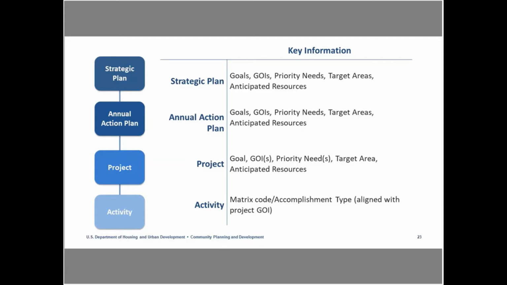So what this means is that in order to align the information between your projects and activities, it's important to ensure that your activities are associated with the projects in your action plan and that you select the appropriate matrix code for your activities. And by making sure that the matrix code for your activity has the same measure as the goal outcome indicator for the associated project, the system is then able to add up your accomplishments for the CAPER.